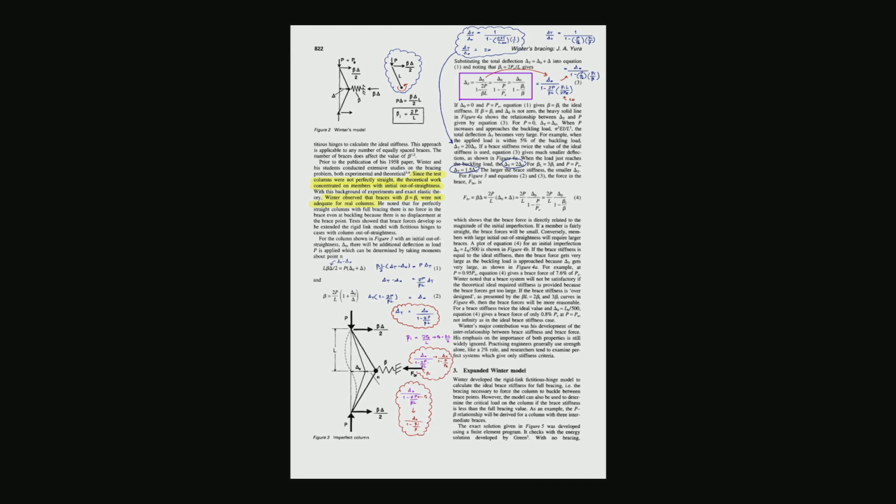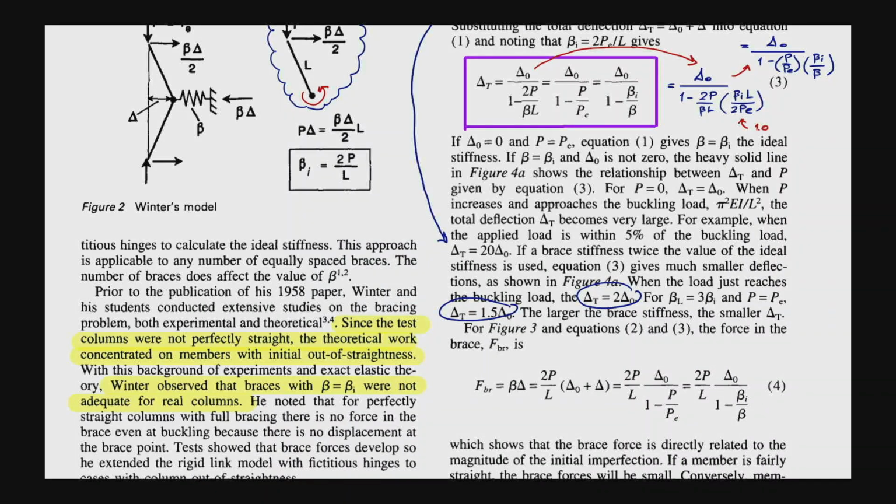Come back to here. I think all of these are the explanation of what we have seen so far. So they talk about the load. When the applied load is within 5% of the buckling load, that means 95% of the buckling load, it is as close as 5%, but you're gonna need 20 times the delta naught, which is ridiculous.